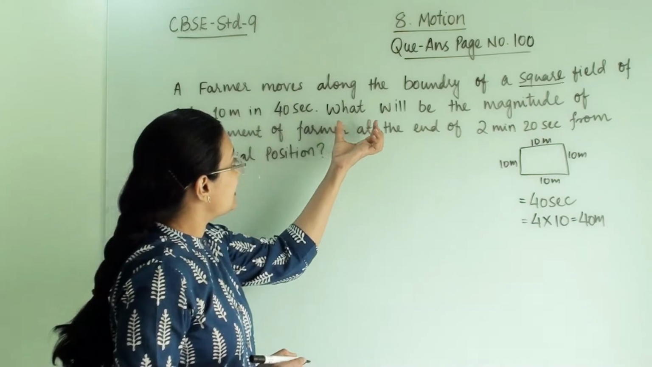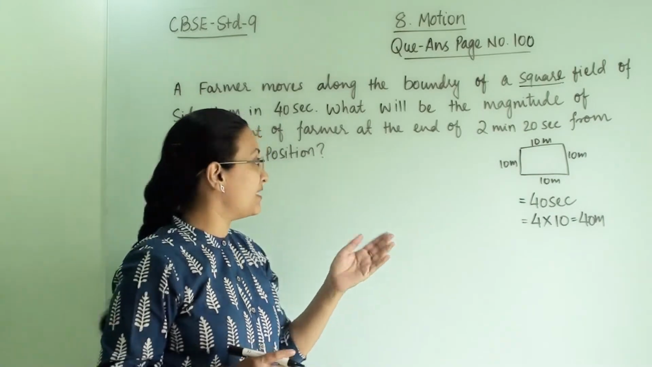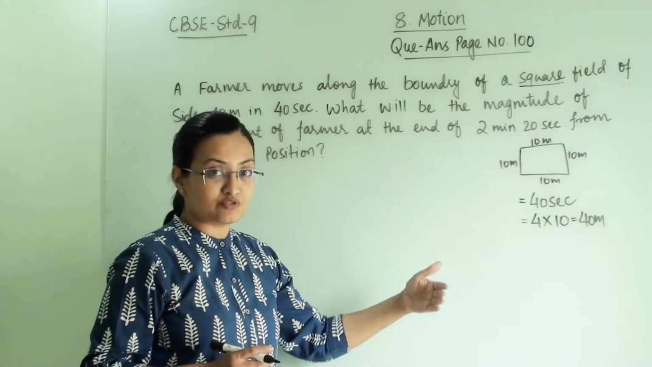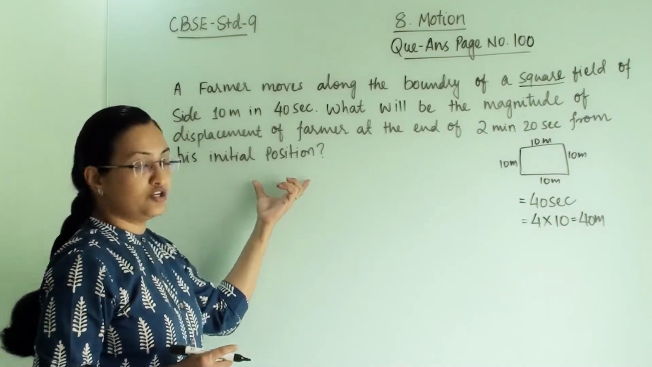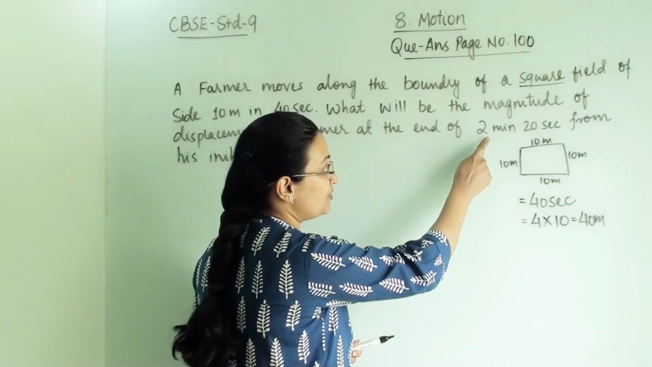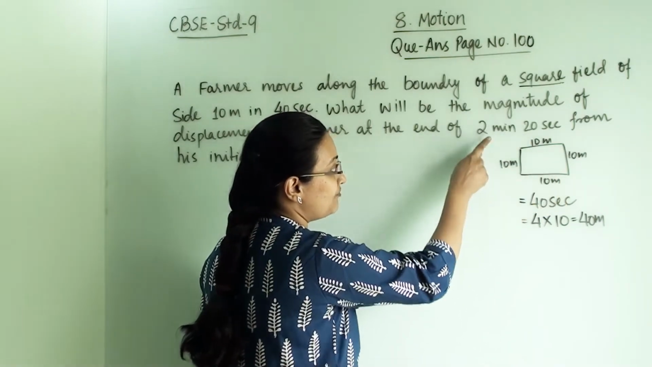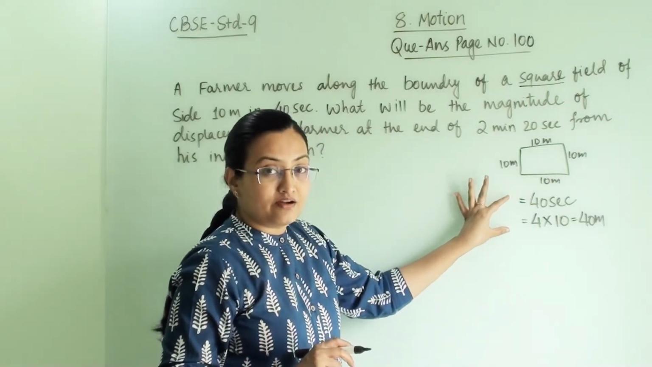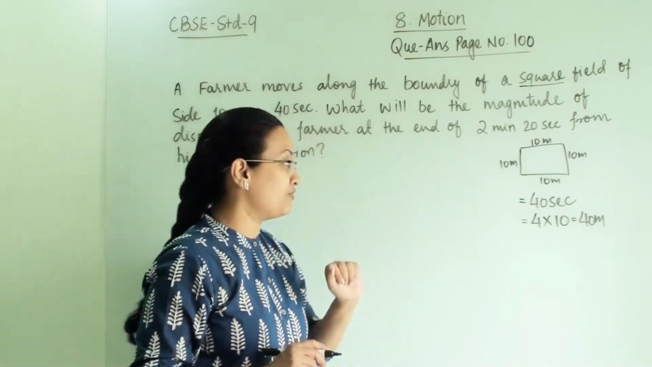In 40 seconds he covers 40 meter. Now, what else is there? What will be the magnitude of displacement? So, we have to find out the displacement when he walks along the boundary of the field with the same speed, at the end of 2 minutes 20 seconds from his initial position. So, what they are asking is, after 2 minutes 20 seconds, if he keeps on moving along the boundary of the square field, where will he be? From these two data, we will find out the speed, that with how much speed he is moving along the boundary of the square field.